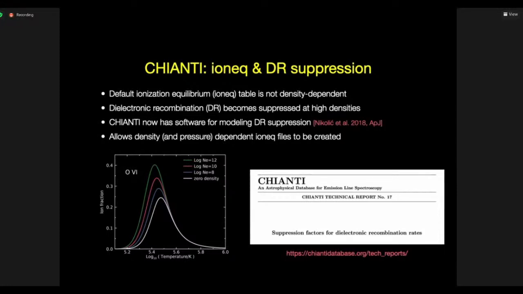In the bottom left here, I'm showing the results for the ion oxygen 6. The white curve is the original so-called zero density curve, which is the default in CHIANTI. And the other curves are computed at 3 different densities. You see there's quite a big effect in terms of increasing the ion population of oxygen 6. Again, we have a CHIANTI technical report on this new feature, and it's number 17, which is available on the website.